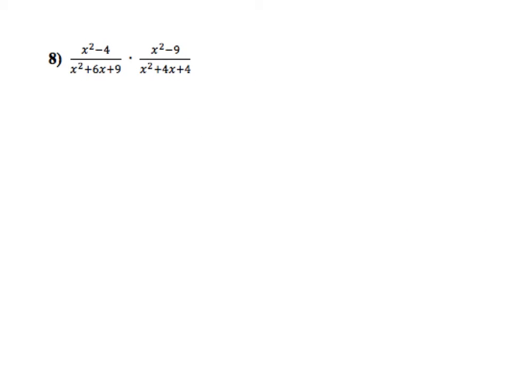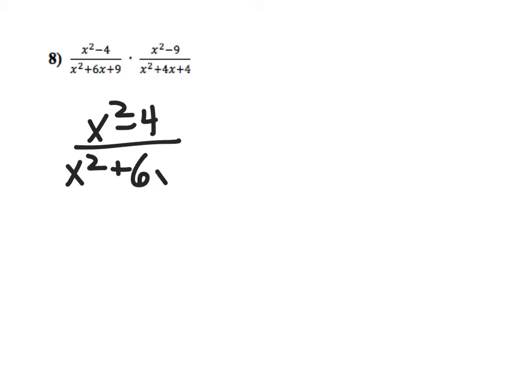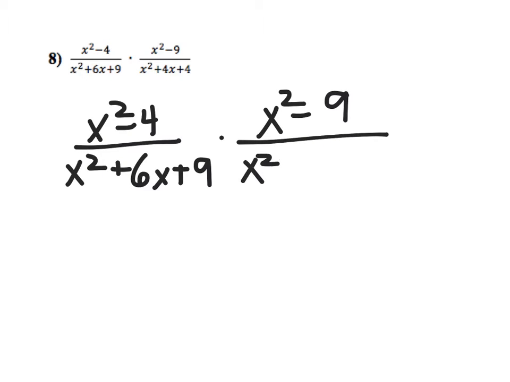For number 8, we have x squared minus 4 over x squared plus 6x plus 9 times x squared minus 9 over x squared plus 4x plus 4. Again, we're going to factor everything and put it together. So if I factor the top, I notice that they're both perfect squares. I can take the square root of x squared. I can take the square root of 4.